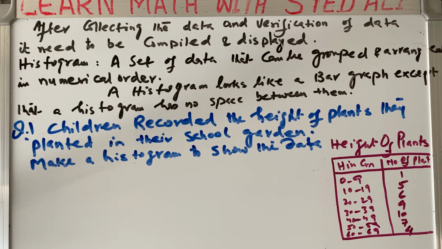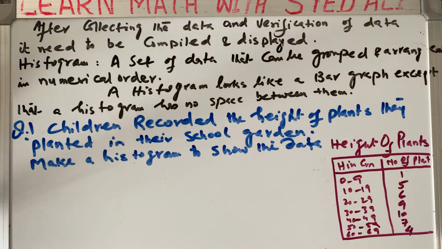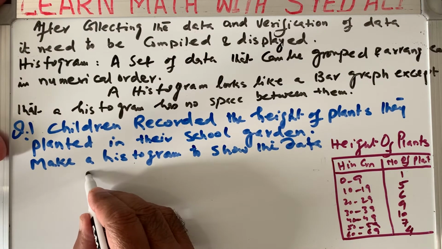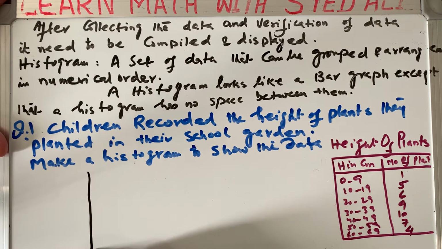So where will height in centimeter go? If we plot this here, height in centimeter, we put it here. We have to make a scale, or on grid paper it will be very clean and clear. I am doing it just to let you know how to draw the graph, how to draw the histogram.